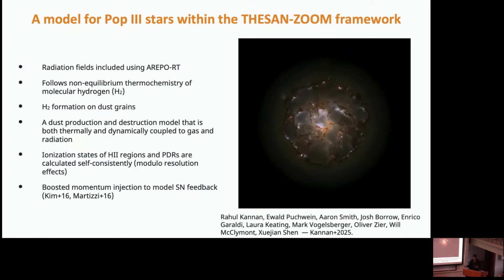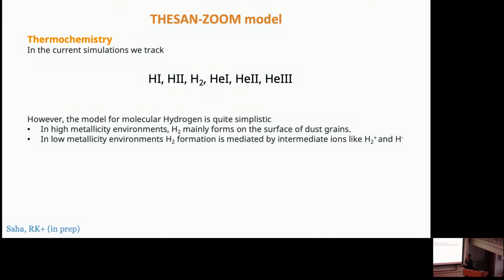So all of this was in the context of POP2, POP1, and not really POP3. Okay, so the IMF was Chabrier. Energy feedback and metal enrichment routines were from POP2. None of this was POP3. So in order to include POP3, the first thing we needed to do was to extend the thermochemical network. The current thermochemical network in our simulations follows neutral hydrogen, ionized hydrogen, neutral helium, singly and doubly ionized helium, and a model for H2, molecular hydrogen.